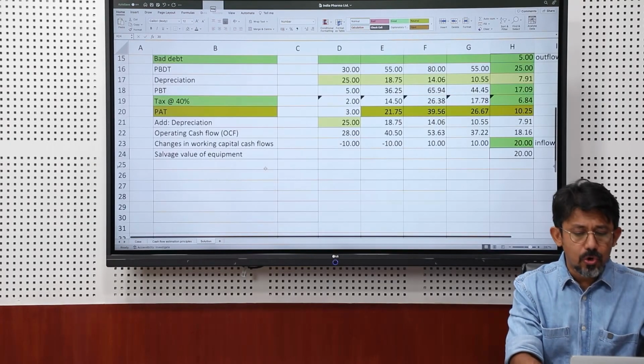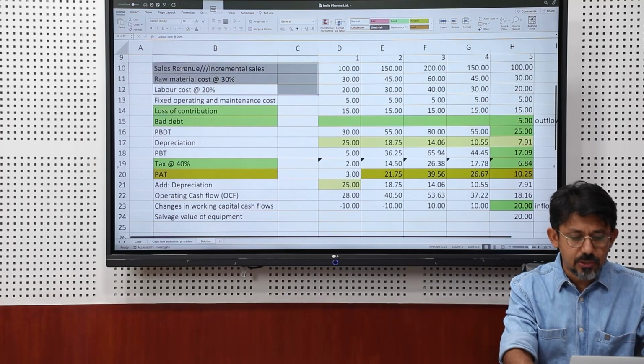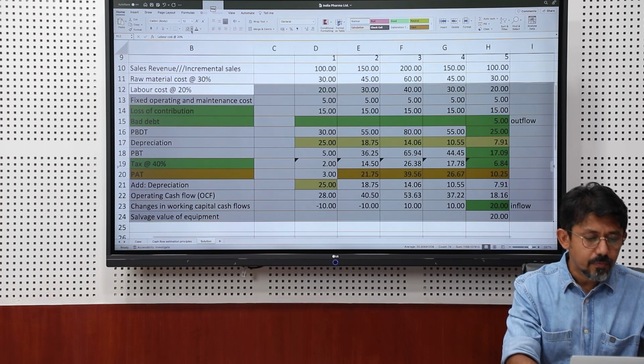Let us now close the case by looking at the final cash flow calculation from an NPV and an IRR perspective, right.